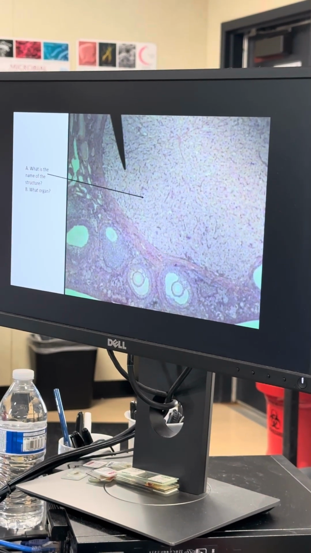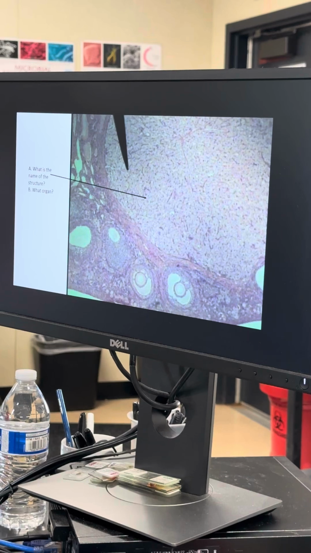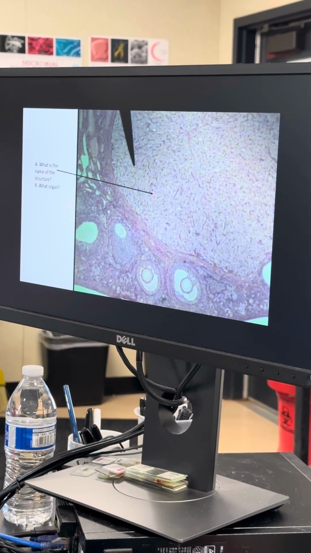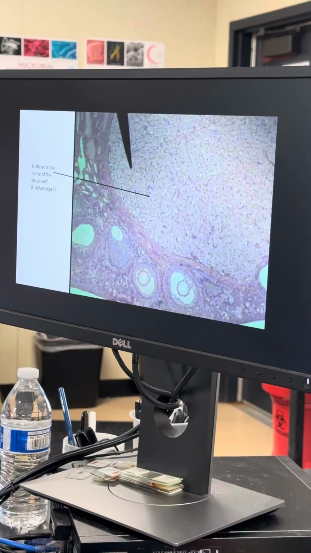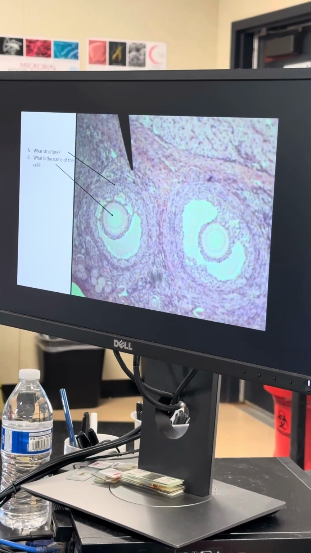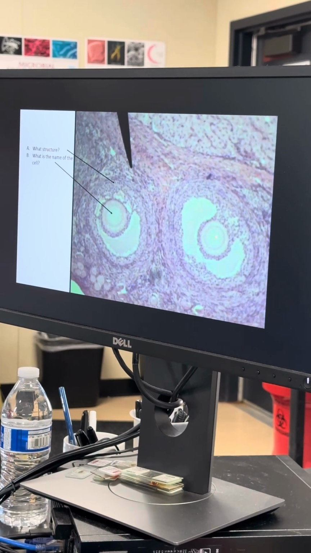Okay, ovary, right? That was your question. What organ? Ovary. This is corpus luteum. This is Graafian follicle. And inside that is egg.